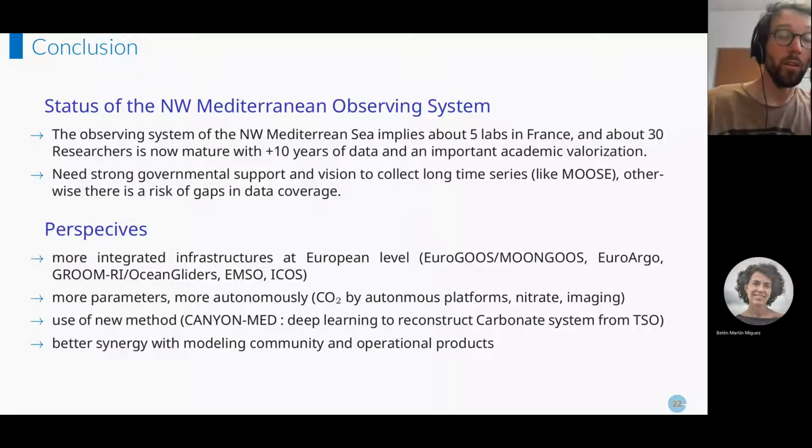Another perspective is to use new methods like deep learning algorithms. Here is an example where the CanyonMed algorithm has been trained on a database to reconstruct the carbonate system only from temperature, salinity and oxygen profiles. There has also been some work on these deep learning methods on the HF radar side, to reconstruct the geostrophic components.